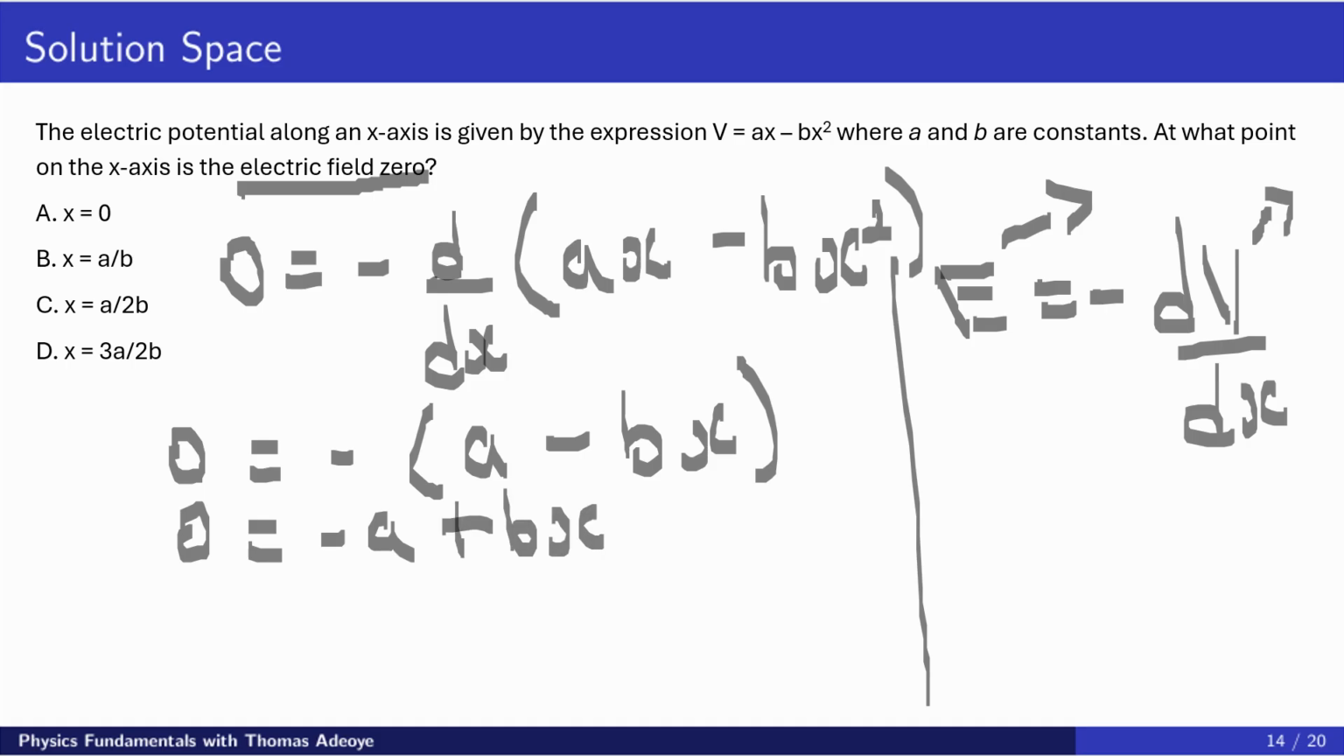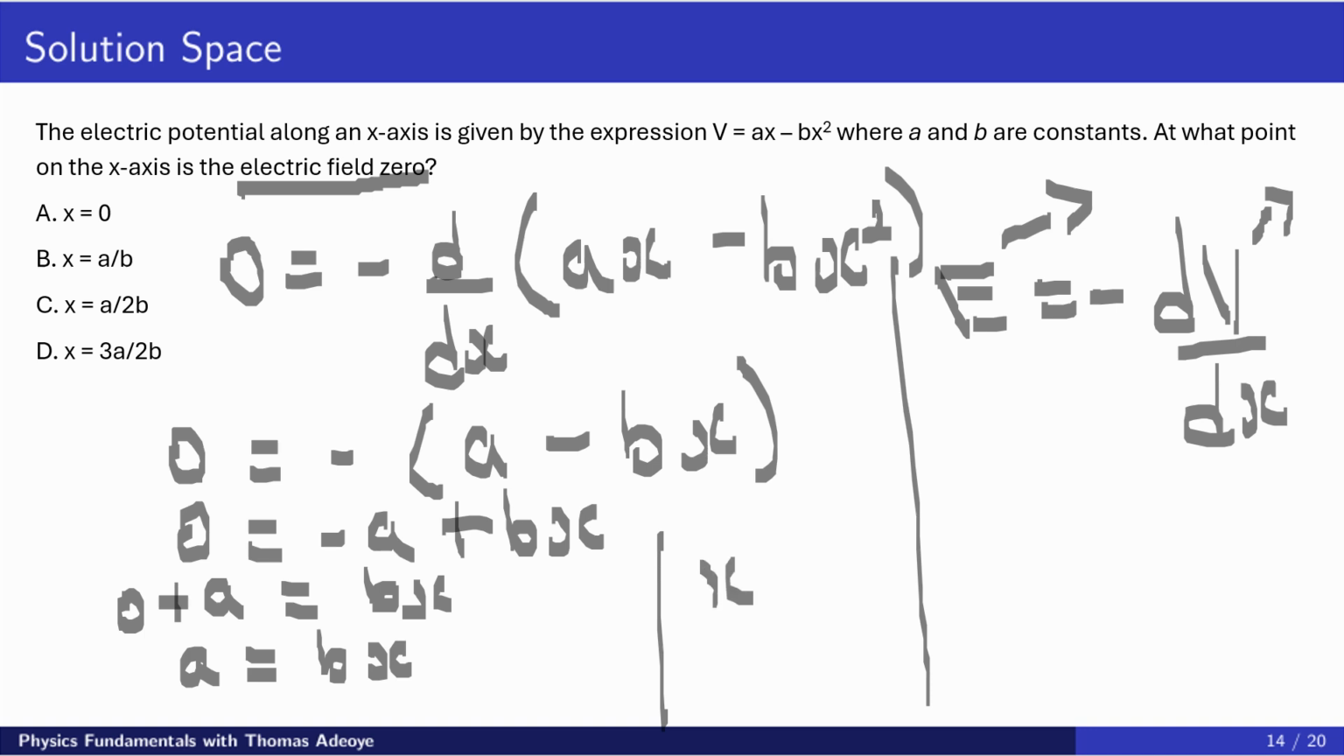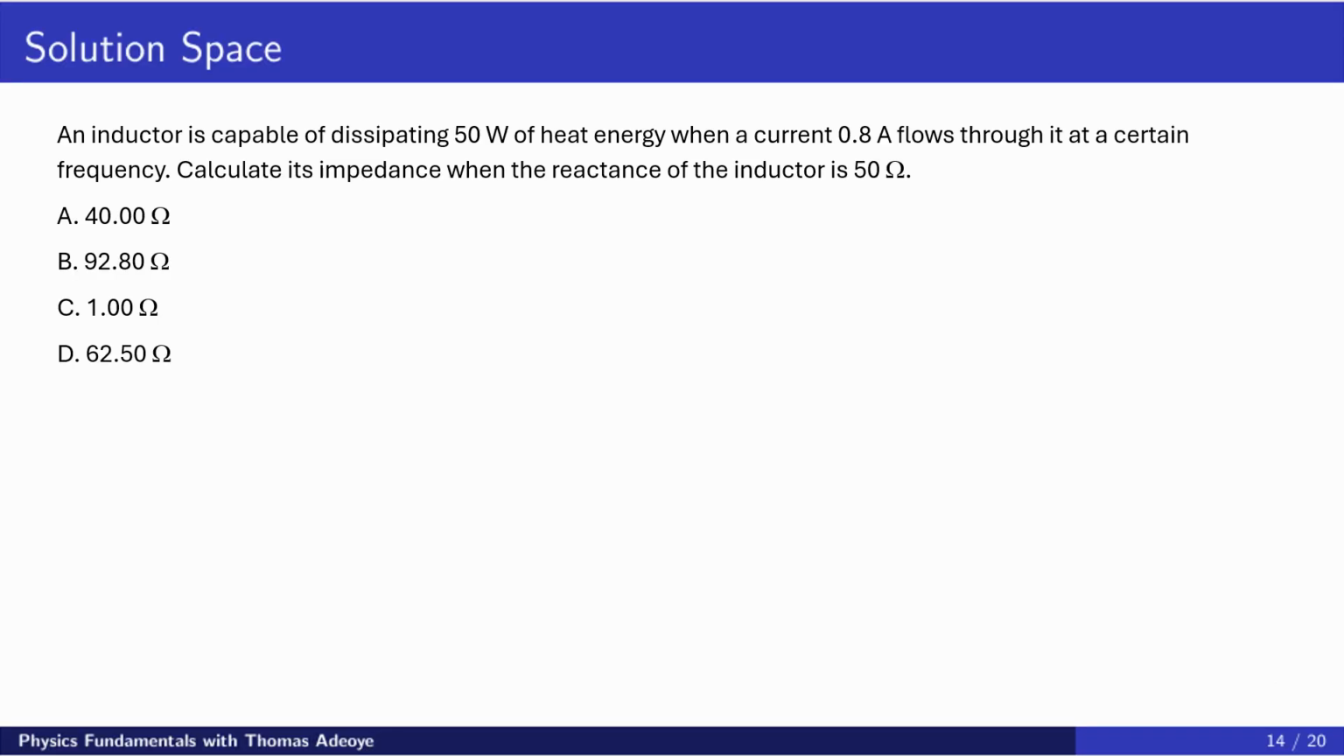So I can take a to the other side. That will be 0 plus a, and that will give us a. So 0 plus a equals bx, which is a equals bx. If you make x the subject of the formula, x should be equal to a over b, and the answer is b.